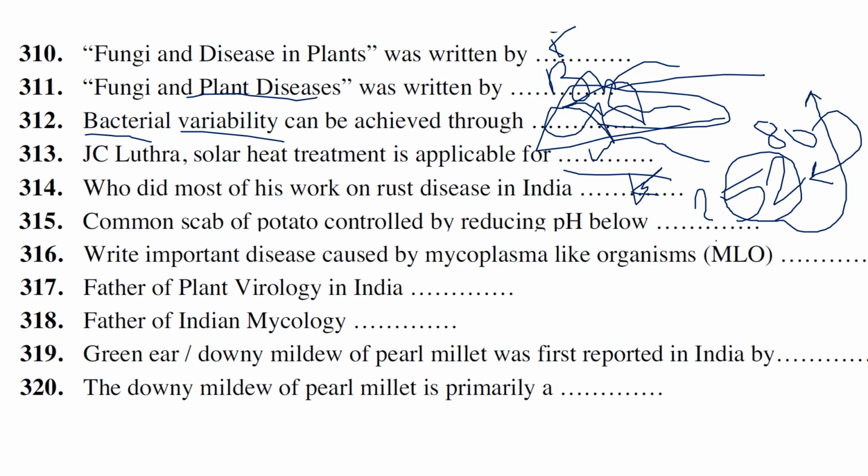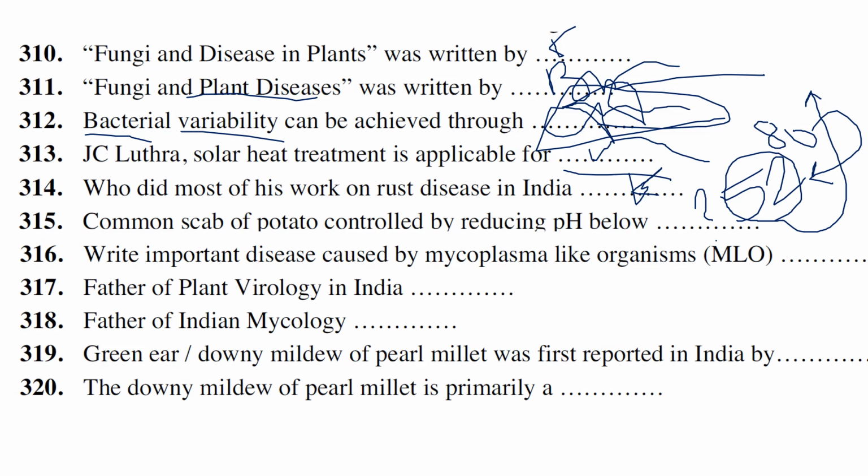The next one is a very important disease caused by mycoplasma-like organisms. There are lots of diseases. You can take mulberry dwarf, little leaf of brinjal, sesame phyllody, and all are the most important diseases in India. In India, we can say sesame phyllody and little leaf of brinjal. It's my personal experience; I have many brinjal fields. I have seen this little leaf of brinjal, especially in Tamil Nadu, near Salem and surrounding areas. This little leaf of brinjal is very severe.